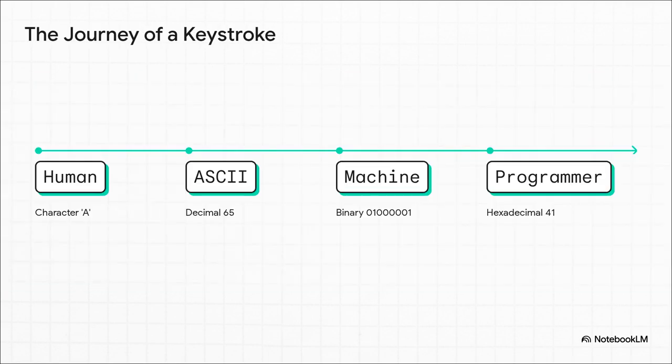And that, my friends, completes the entire journey. Let's just run it back one more time. The human presses the character A. The computer, using ASCII, sees that as the decimal number 65. The processor then reads that number in its native tongue, binary, 01000001. And finally, a programmer looking at that exact spot in memory would see it represented as the clean, compact hexadecimal value 41. Four different languages, all for one single keystroke.